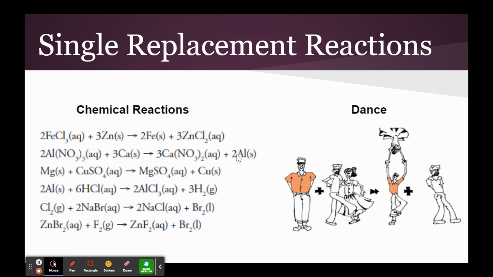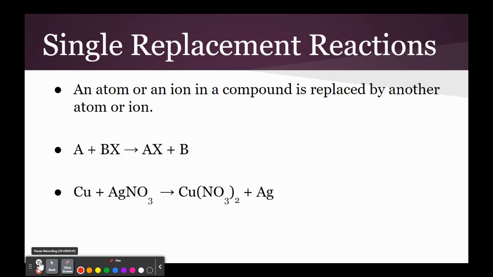So our relationship analogy for this type of reaction is getting a little bit messier. We start off with a couple and a single guy. The single guy takes the place of the other guy in the relationship, and now the other guy is single. The definition for single replacement reactions is an atom or ion in a compound is replaced by another atom or ion.